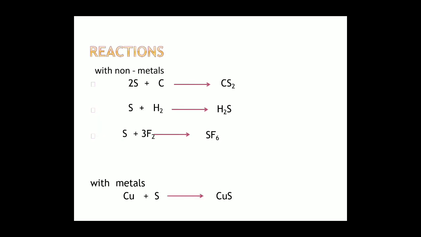Next, reactions with non-metals. Suppose any chalcogen series member like sulfur is reacting with carbon, it gives carbon disulfide. When sulfur reacts with hydrogen, it gives hydrogen sulfide. When sulfur reacts with fluorine, it gives sulfur fluoride. What will happen when sulfur reacts with a metal? It means cuprous sulfide.